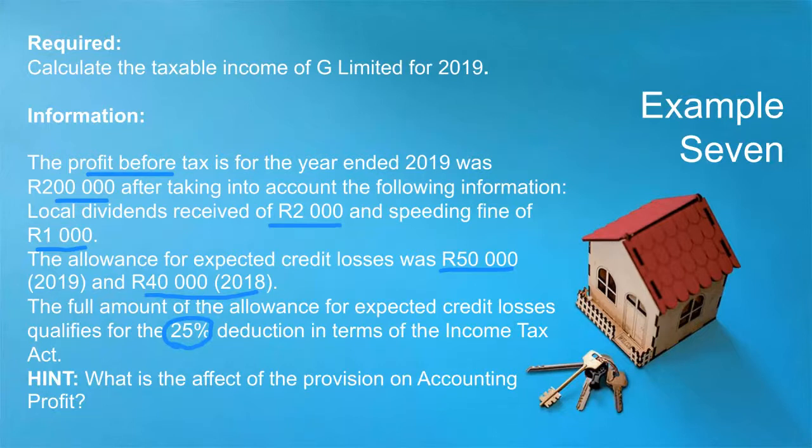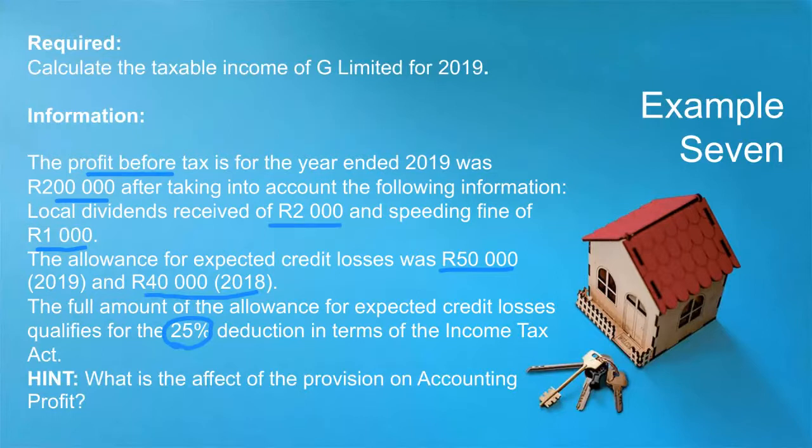So the movement then would have been, think about the journal entries. The journal entries would have been debit movement in credit losses, credit allowance for expected credit losses, or provision for expected credit losses. That's what the journal entry would have been, and it will only have been for 10,000 rand. So we would have decreased accounting profit by the movement of 10,000 rand.